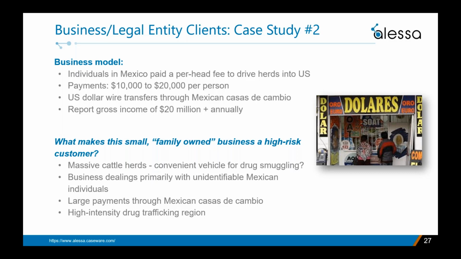Next, the company is routinely making pretty big payments by wire to unidentifiable people in Mexico who don't even have bank accounts. The money's going to some casas de cambio where these guys are picking it up. It's not even going to an actual bank. Remember, a casa de cambio is a money service business. Add to all this the fact that they're operating in one of the most dangerous and prolific illegal drug production areas in the world, and they're making a ton of money doing it. Is this risky? Well, I would say so.